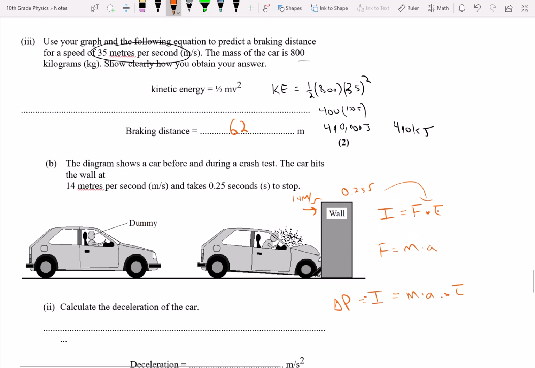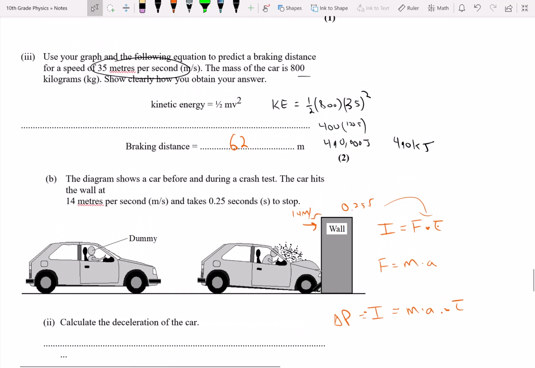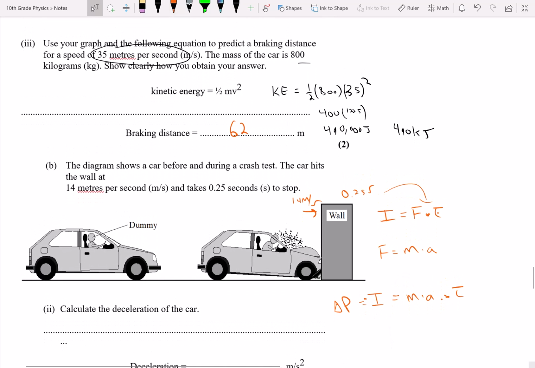The car is the same car as above, right? Maybe it's not the same car. Hold on a second.